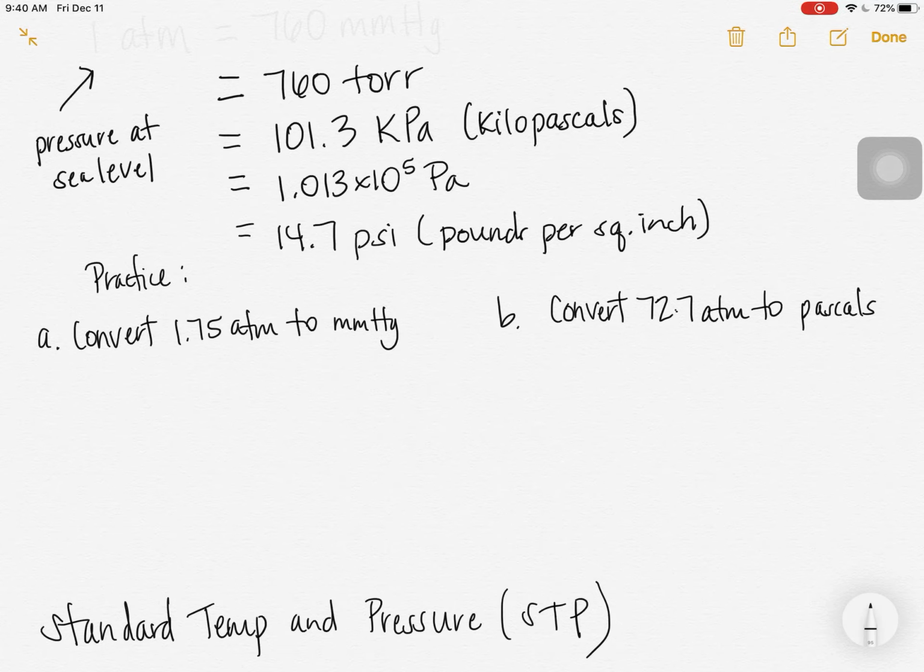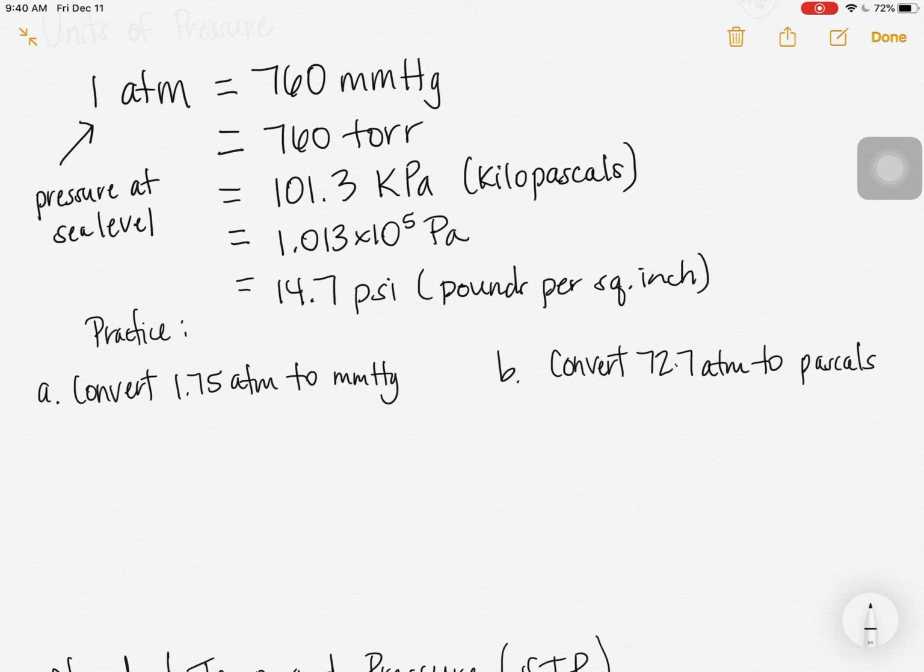So the next part is just 2 little practice conversion problems. If I were you, I'd pause this video, use these conversions and attempt to convert these. I'm sure that you'll be successful, and then I will just go ahead and solve them. All right, so convert 1.75 atmospheres to millimeters of mercury.